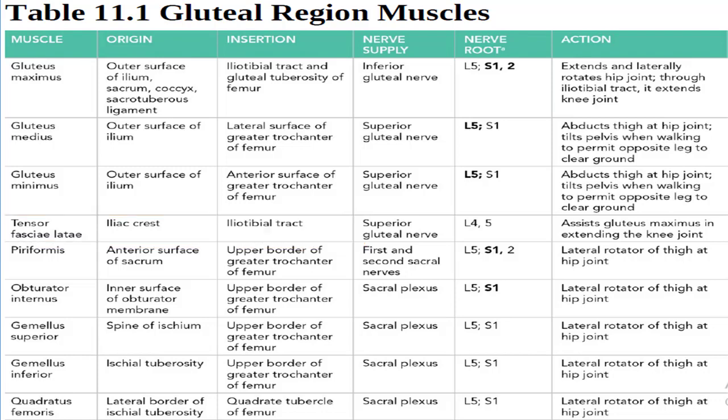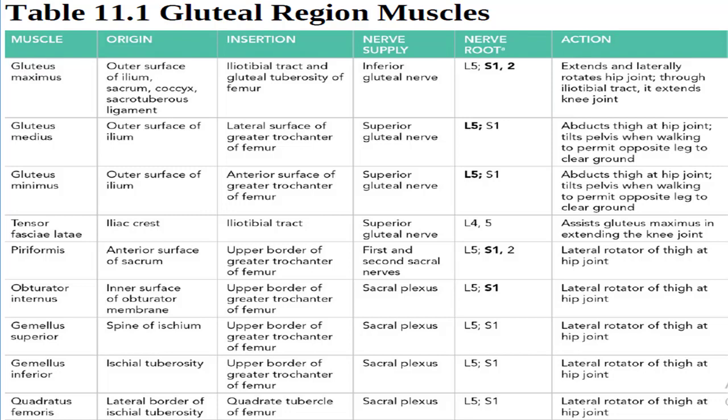Now we will cover the nerve supply of these muscles. All superficial muscles of the gluteal region are supplied by the superior gluteal nerve, except gluteus maximus, which is supplied by the inferior gluteal nerve. Both the superior and the inferior gluteal nerves, we know, arise from the sacral plexus. So in turn, I can say the sacral plexus is going to supply the gluteal muscles.